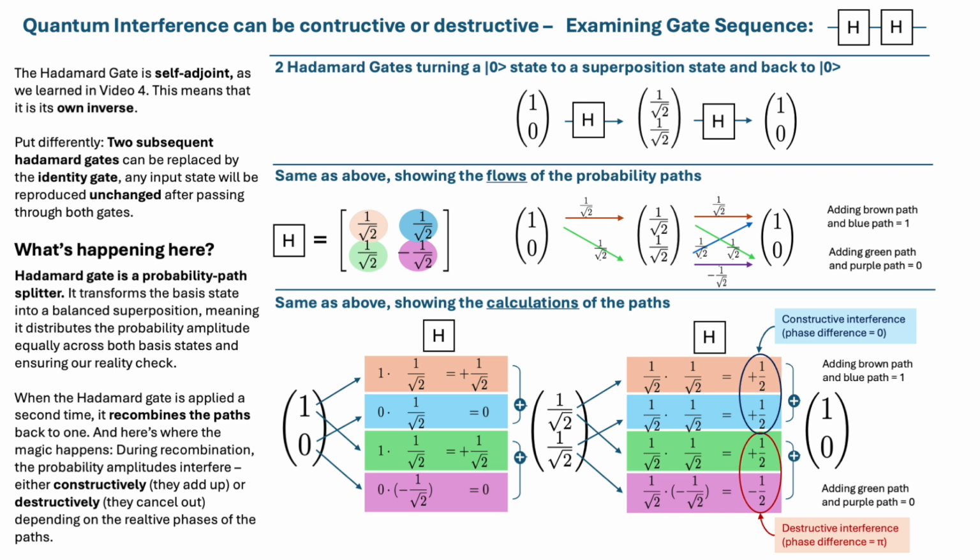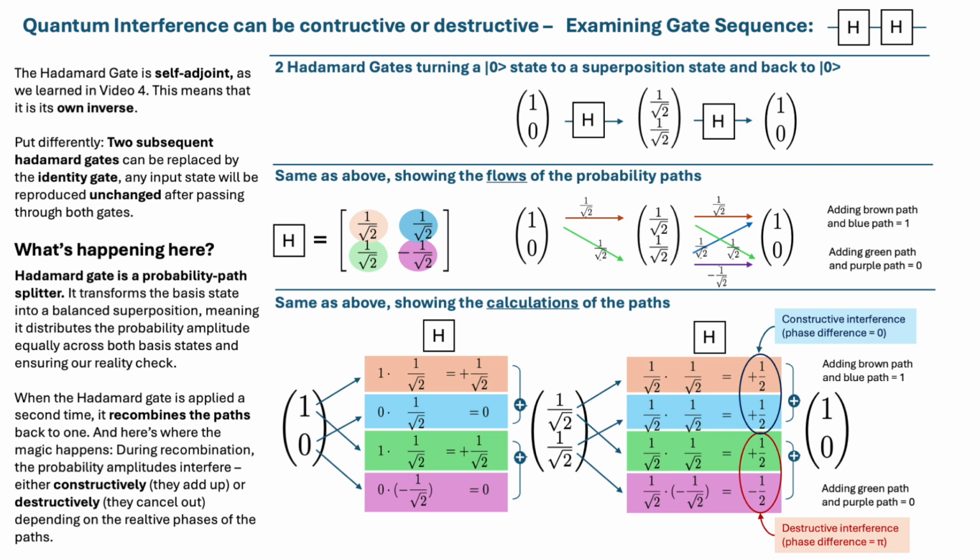Consider this. Brown and blue waves add up because they share the same phase. This is called constructive interference. Conversely, green and purple paths cancel each other out due to their opposite phases. That means a phase difference of pi. This is destructive interference.